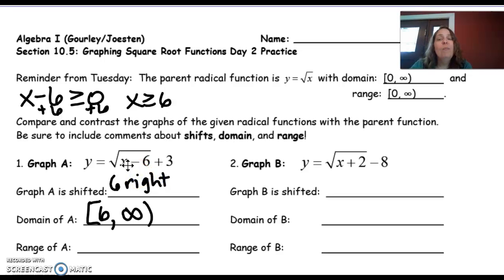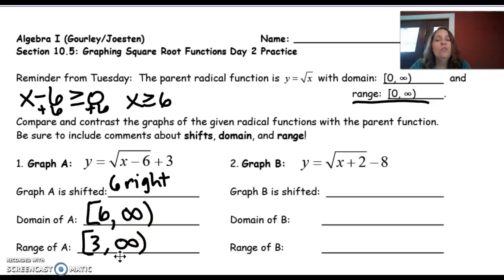In addition, we have a plus 3 at the end. That plus 3 is saying that however small y might have been, now we have to add 3 to it. If we go back to where our original range was, that was a y of 0. So if we add 3 to it, now our y is smallest when it's 3. That means our range is going to begin at 3 and always go bigger from there.